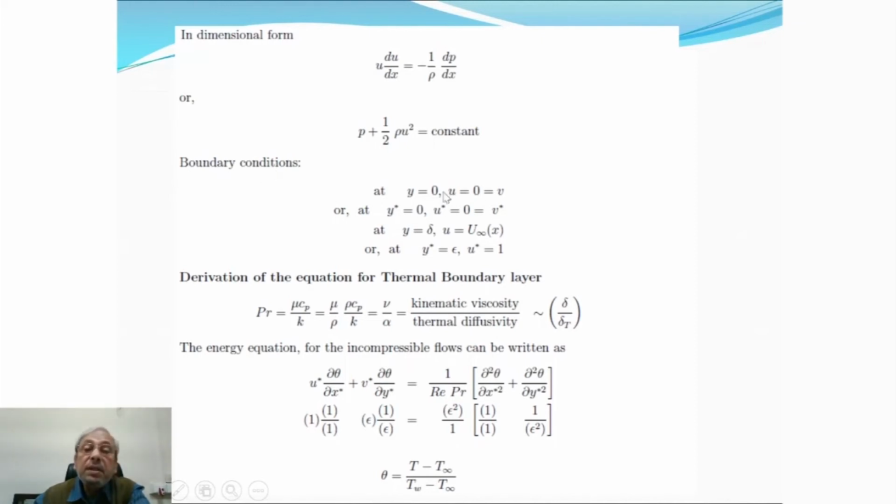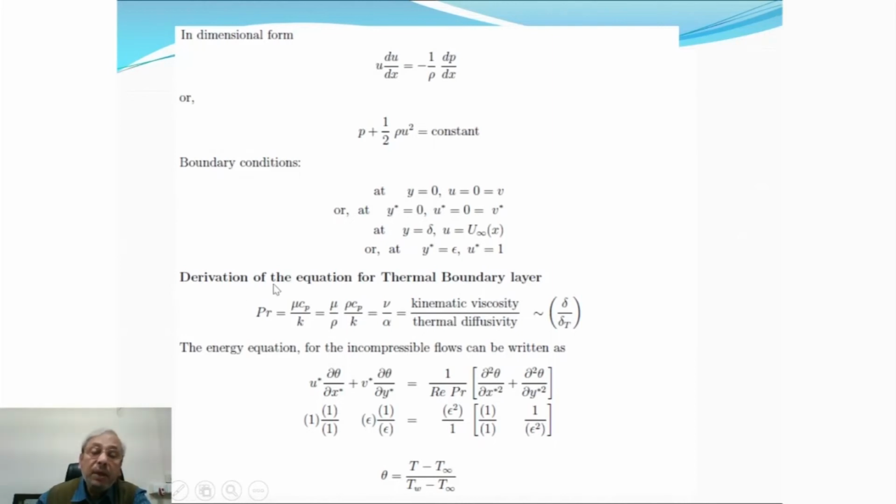Boundary conditions: Y equal to 0, U equal to 0, V equal to 0, or at Y star equal to 0, U star equal to 0, V star equal to 0. At Y equal to delta, U is U infinity. In terms of non-dimensional variables, at Y star equal to epsilon, U star equal to 1. Outside the boundary layer, U star equal to 1, the non-dimensional velocity. Now, from here, we can attempt to derive the thermal boundary layer equation.